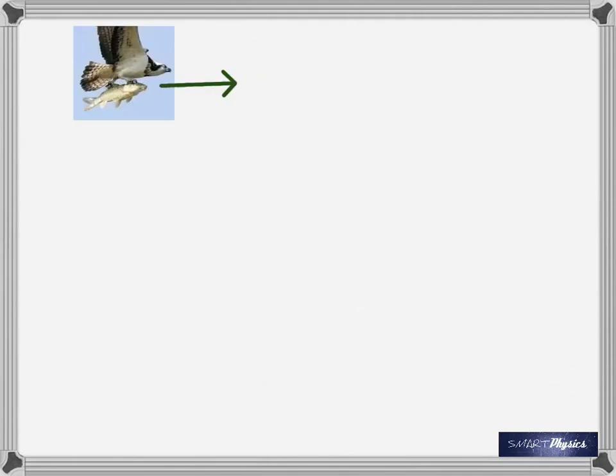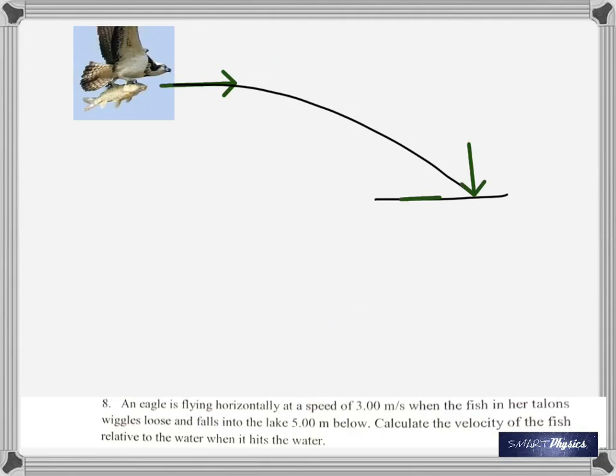Okay. Now, here is a question where an eagle is flying horizontally at a speed of 3 meters per second, as you can see. When the fish in her talons wiggles loose and falls into the lake 5 meters below. Calculate the velocity of the fish relative to the water when it hits the water.